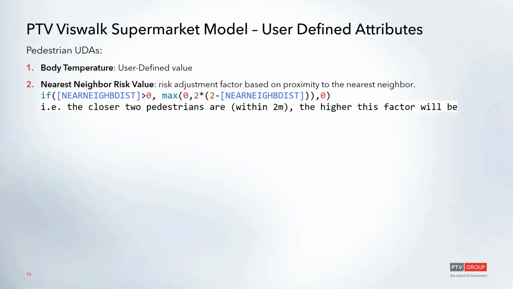The other thing that we put in as a UDA is this risk value assessment factor, where basically if they were within 2 meters of each other, then the closer they got to that person, the higher this risk factor would be. So basically, it's a formula-based user-defined attribute where if the nearest neighbor was within 2 meters, we applied a risk factor that scaled up as they got closer.